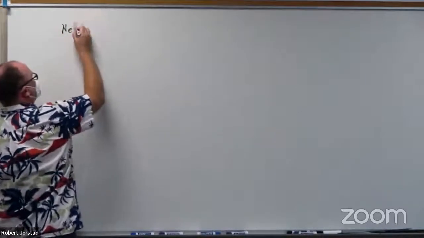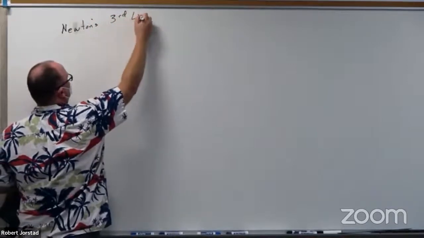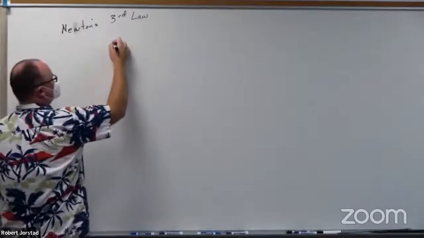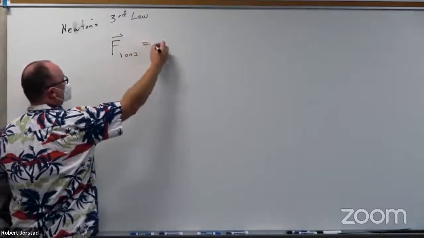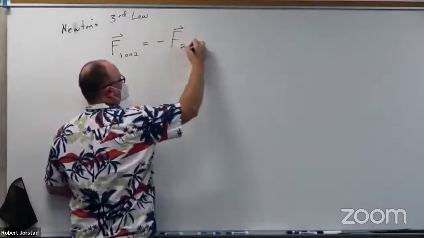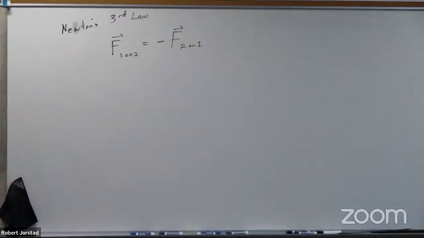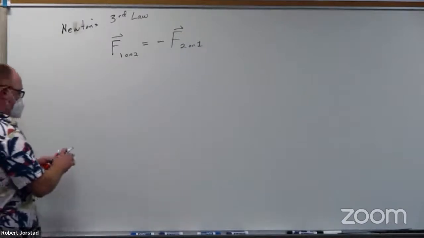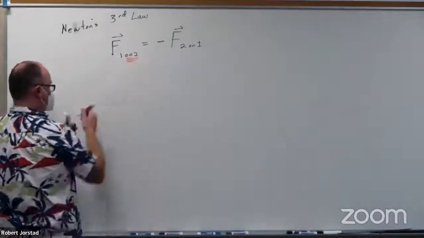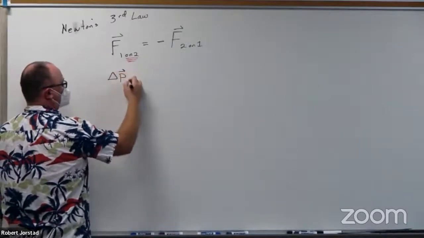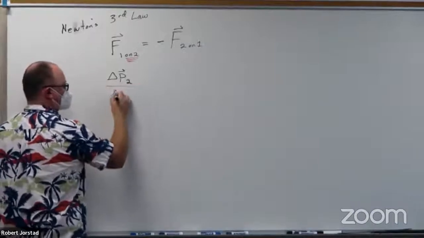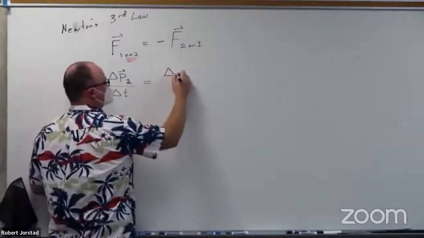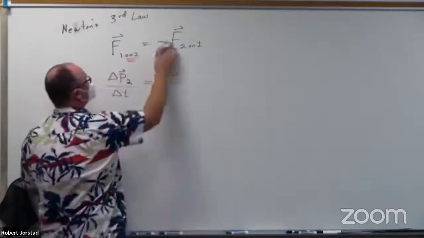I want to start with Newton's third law. Now you know Newton's third law. I'm going to write it like this. The force of 1 on 2 is equal and opposite to the force of 2 on 1. If I push on you, you push on me the same amount, but in the opposite direction, right? Well, now we can rewrite this in terms of momentum. This is on 2, so this must mean the change in the momentum of 2 over some collision time has to equal the negative. Let me make that negative so I don't forget it.